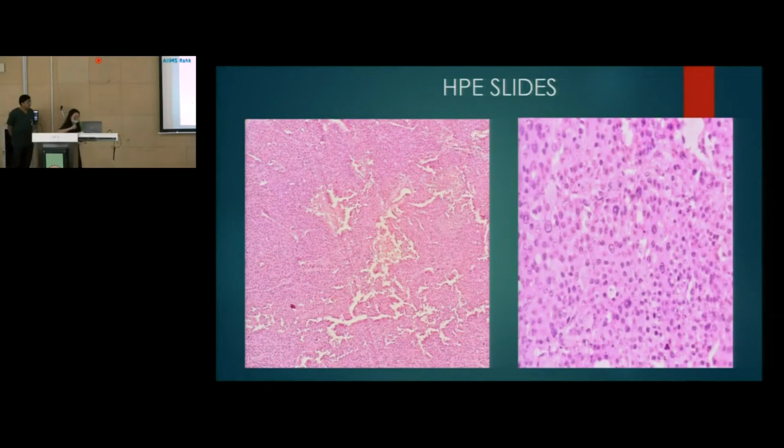Pointer or cursor. Okay, sir. You can use the cursor or pointer.